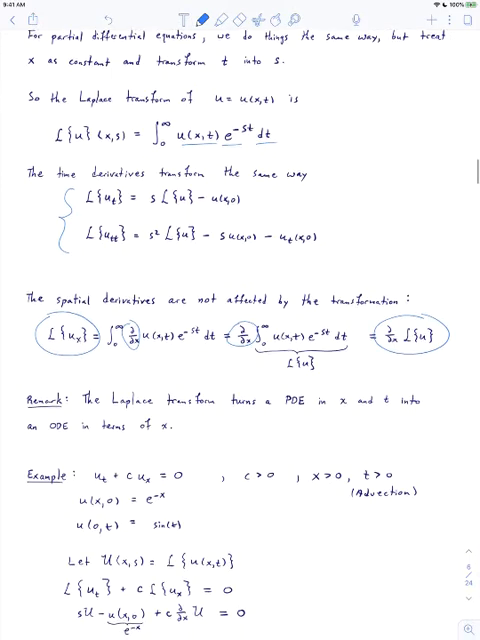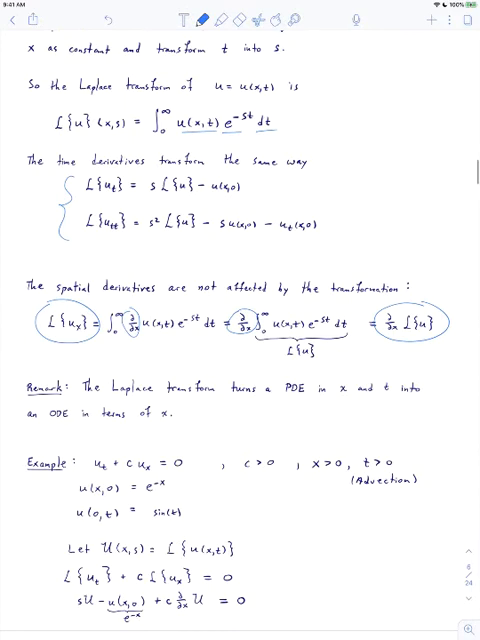So let's look at an example. Here's an example of advection. This is the advection equation. We have u sub t, of course I mean the partial derivative of u with respect to t, plus some constant c, let's say a positive constant, times the partial derivative of u with respect to x, and this is equal to 0. Here we're assuming that x is positive and t is positive.